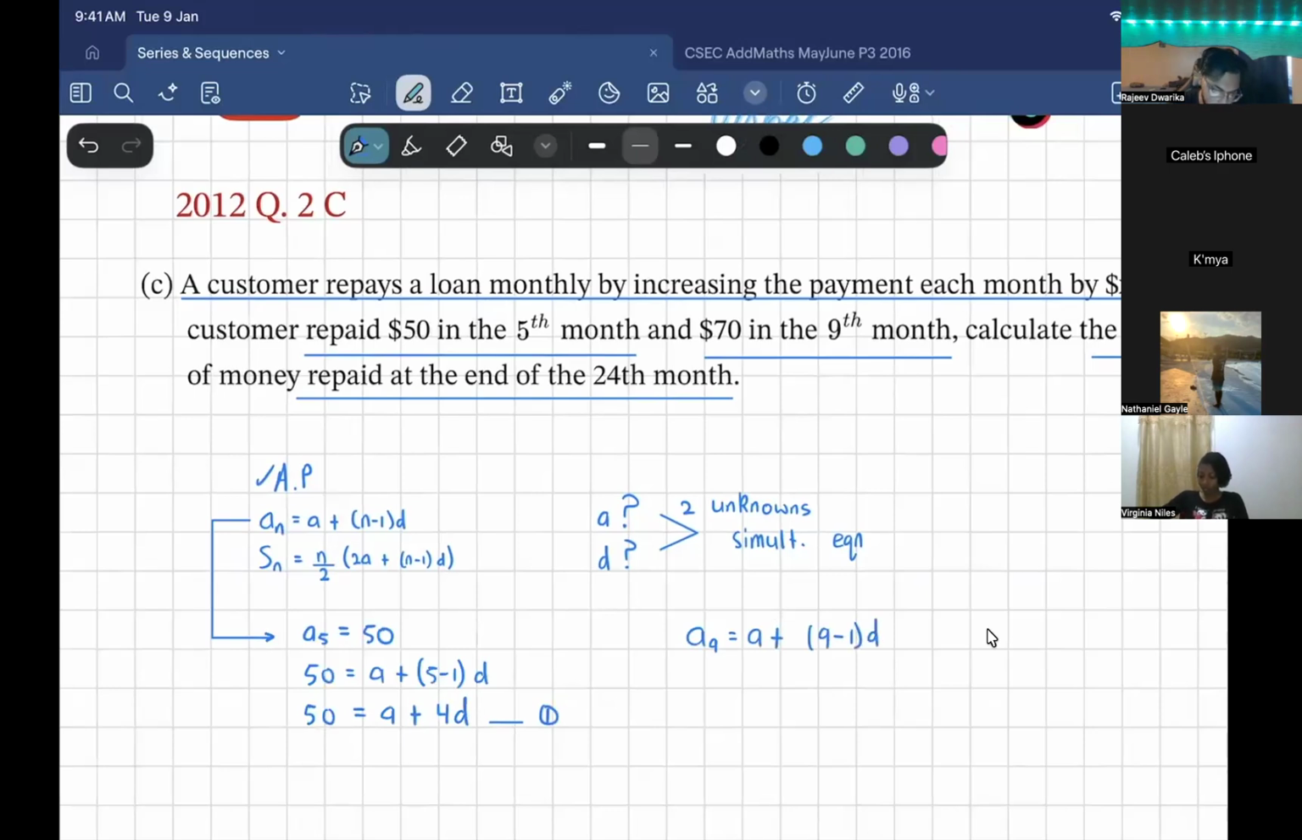All right, continue. Then A9 will be 70, which will be equal to A plus 80.